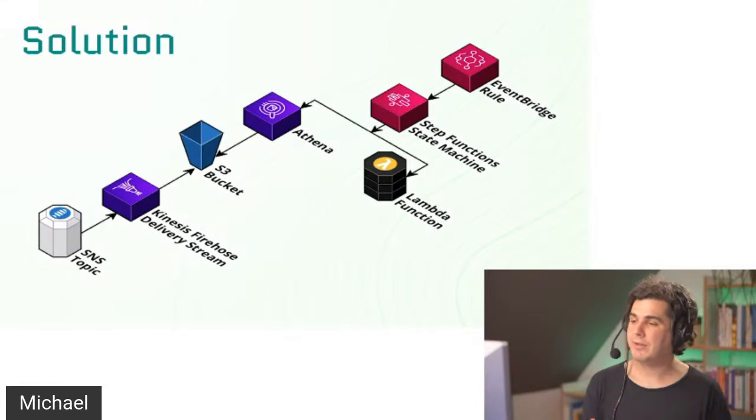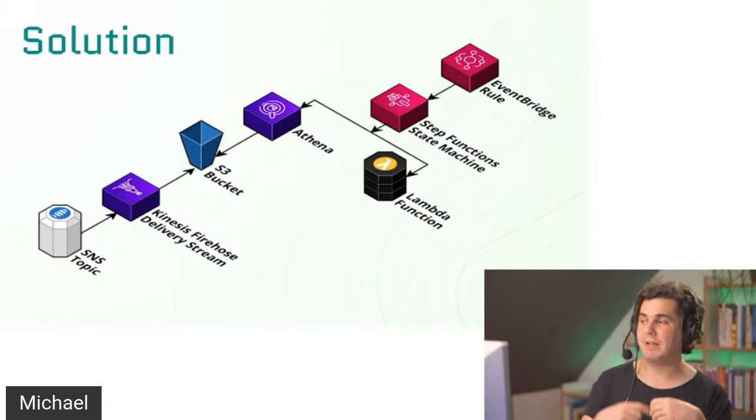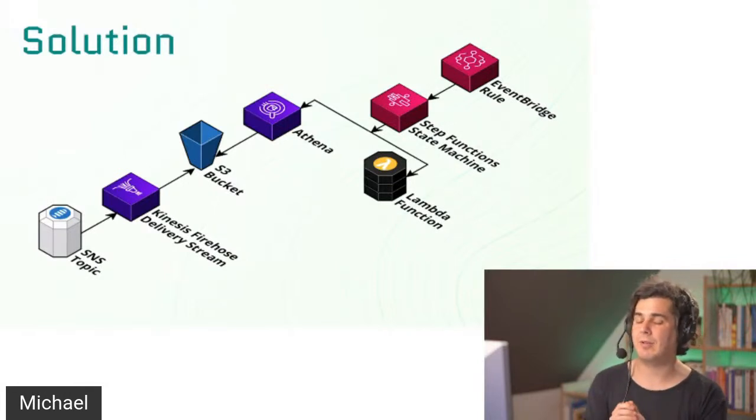So what I also did is, to make this a little bit more powerful and to have more capabilities, I added a step function state machine in front of it, which triggers Athena queries, but it can run multiple queries and it can run them in parallel, for example. And if something goes wrong, it retries and things like that. So that's why I added a state machine here.